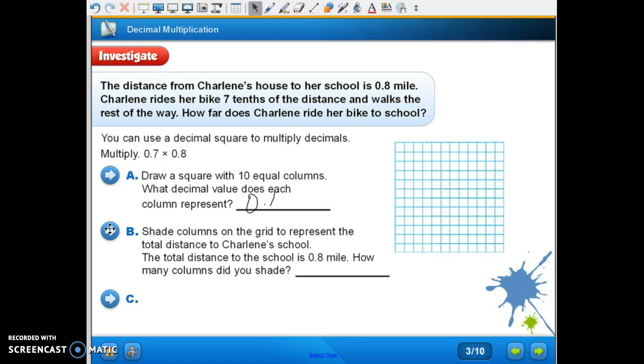Shade columns in the grid to represent the total distance to Charlene's school. The total distance to the school is 8/10 mile. How many columns will we shade? We're shading the distance to her school. How many? It says the distance from Charlene's house to her school is 8/10 mile. So we're going to shade 8 columns, right? That will be 8/10.